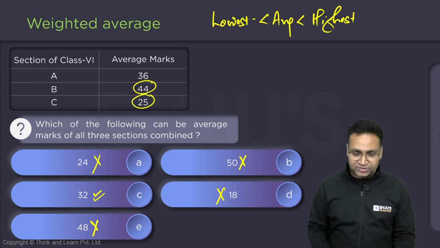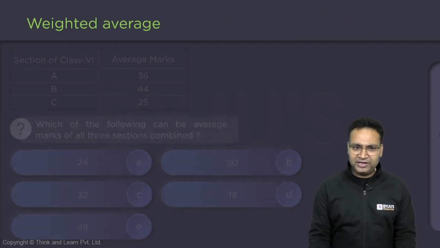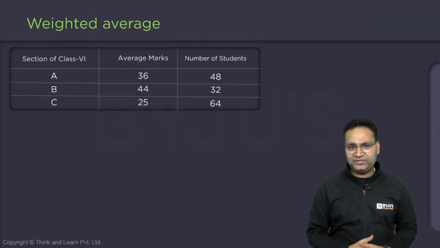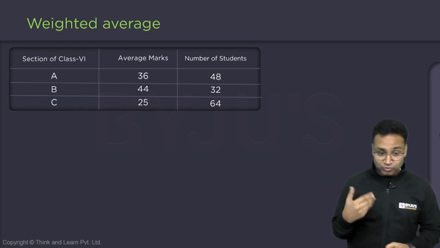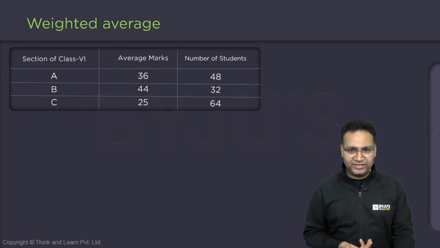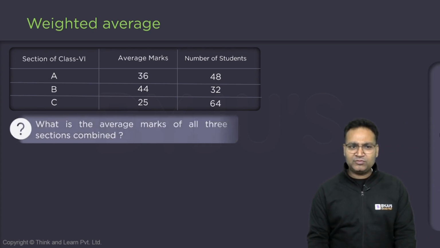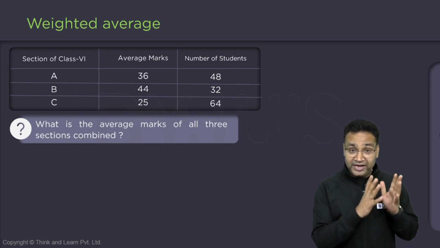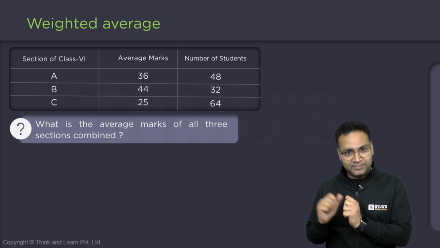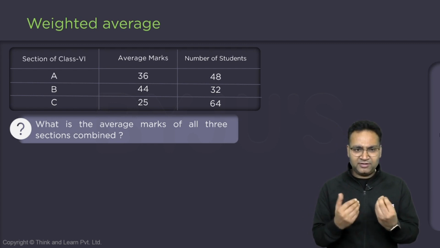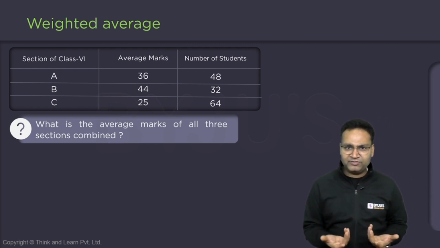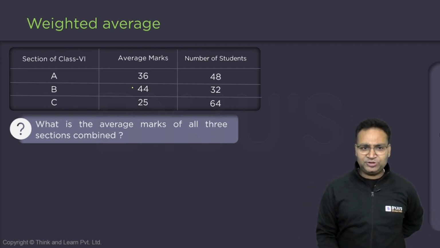Now suppose we are still in trouble and we were given the number of students. So what's the right way of calculating the average? Think about it. You know the concept of average. Average into number is the sum. I cannot simply add the averages and divide by the number of averages. So what is the only option left?